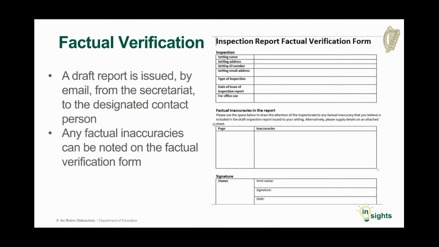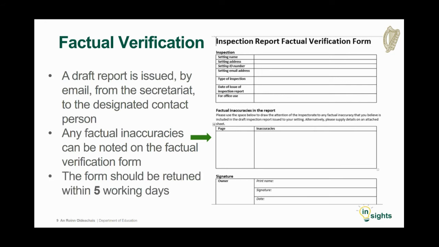The designated contact person now has an opportunity to draw attention to any statements in the early years education inspection report which they believe to be errors of fact. If the designated contact person identifies any factual inaccuracies in the report, they are asked to complete the factual verification form and return it to the Secretariat within 5 working days.